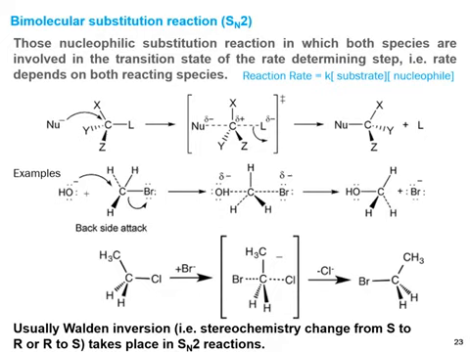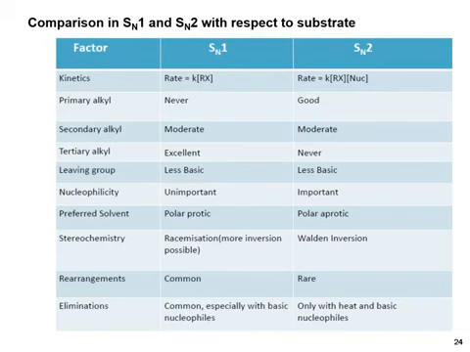The hydroxyl group acts as a nucleophile and attacks the carbon that bears the leaving group and changes into the transition state, and then bromide, which is the leaving group, leaves from the transition state and gives the final product. And this is the second example of the bimolecular substitution reaction.